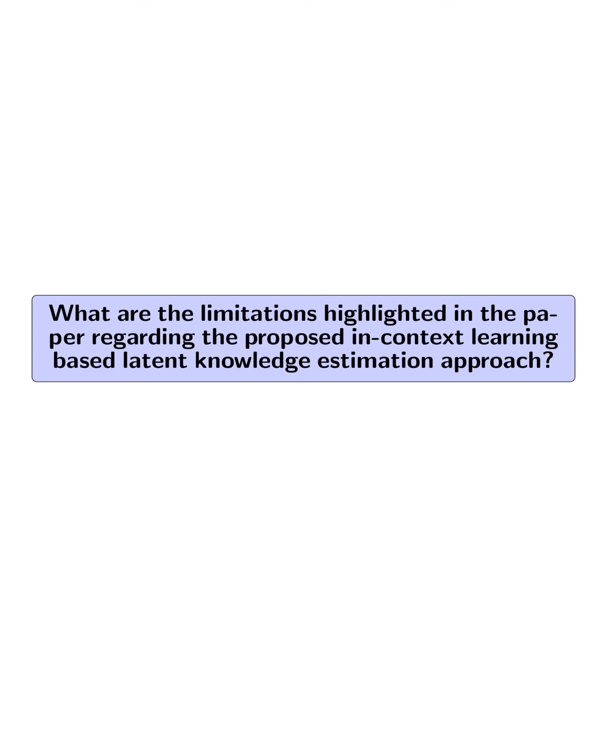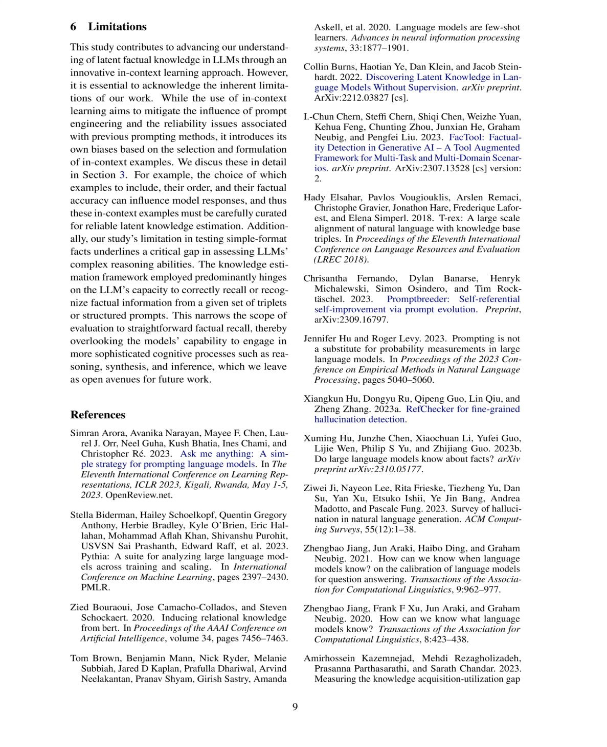What are the limitations highlighted in the paper regarding the proposed in-context learning-based latent knowledge estimation approach? The limitations include biases introduced by the selection and formulation of in-context examples. The choice of which examples to include, their order, and their factual accuracy can influence model responses, requiring careful curation of in-context examples for reliable latent knowledge estimation.